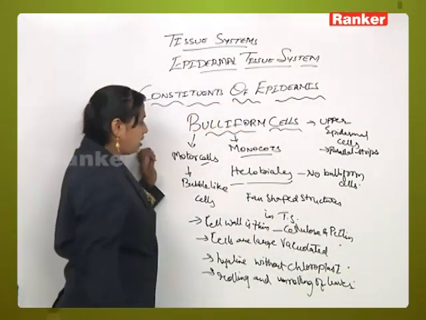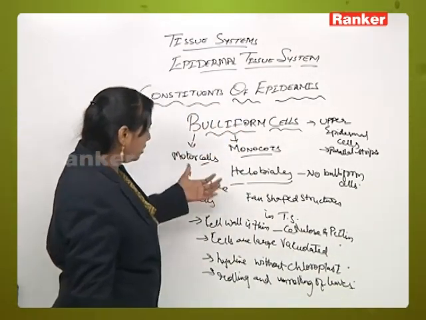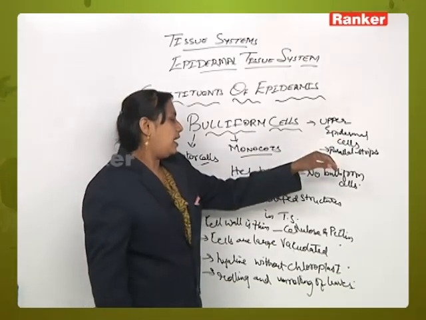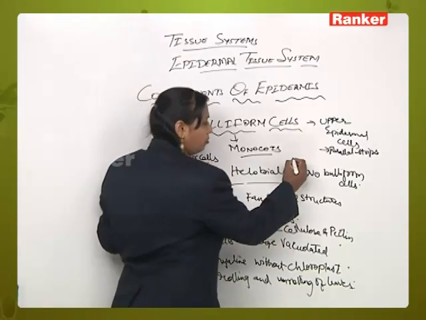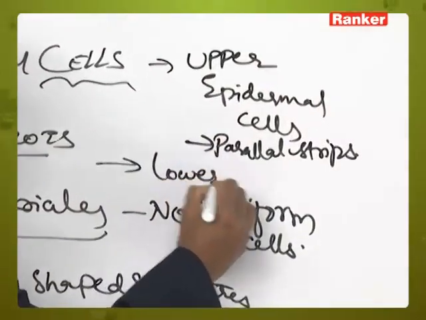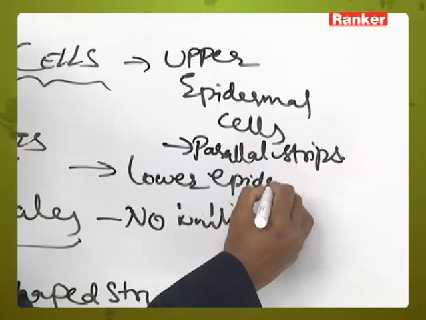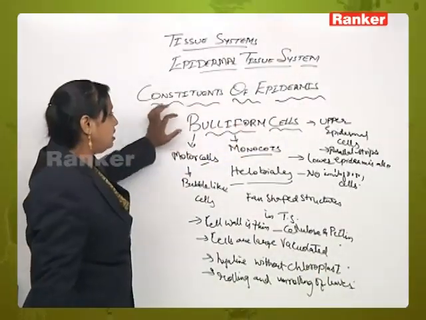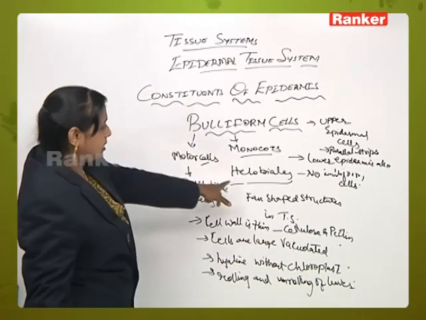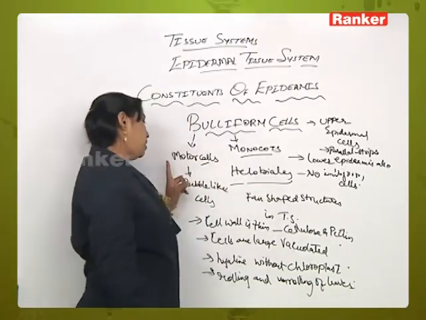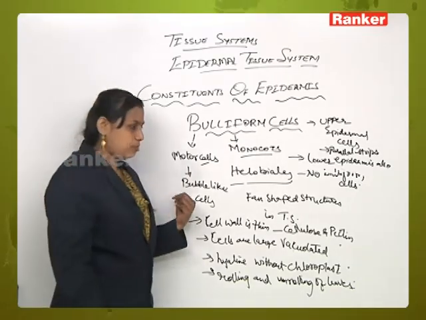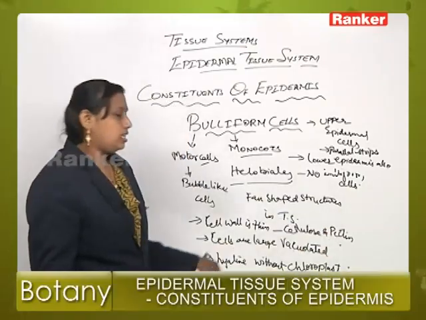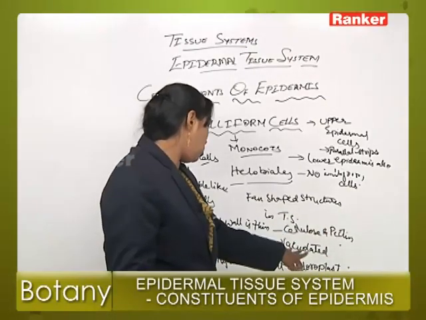In the majority of monocot plants, you will see the presence of bulliform cells in the upper epidermis, and in some plants you will see bulliform cells in the lower epidermis also. This is about bulliform cells, present in monocots but absent in halophiles, also called motor cells, also called bubble-like cells because they are in the form of bubbles. In TS, we see them as a fan-shaped structure. These cell walls are thin, made up of cellulose and pectin.